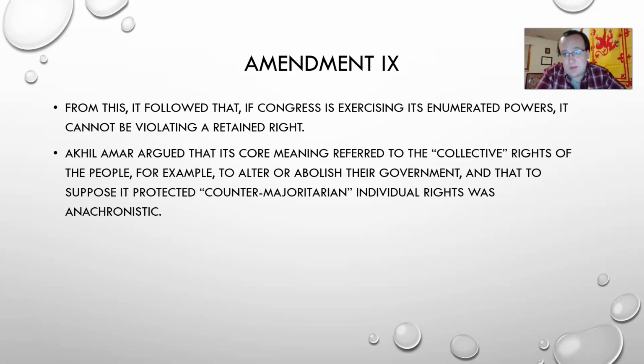So if this is to be believed, it follows if Congress is exercising its enumerated powers, it cannot be violating a retained right, which makes a certain amount of sense. Akhil Amar says that its core meaning referred to the collective rights of the people, for example, to alter or abolish the government, and that the supposed protected counter-majoritarian individual rights was anachronistic, meaning old and outdated.